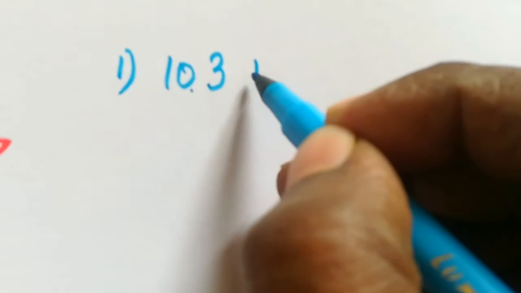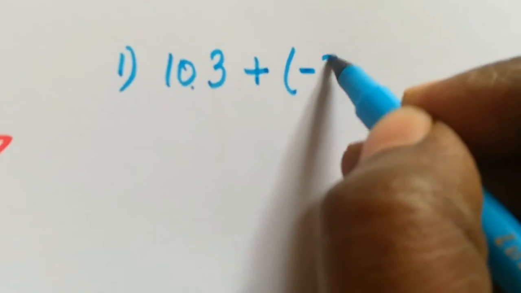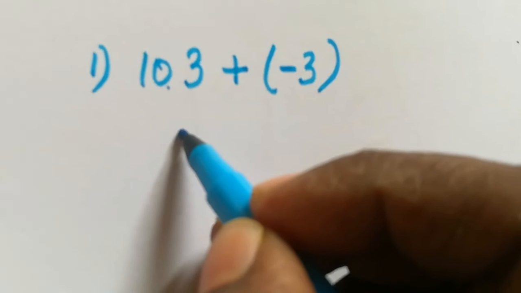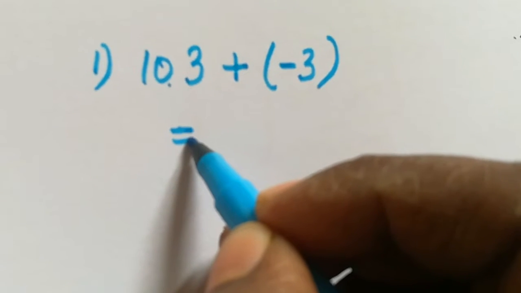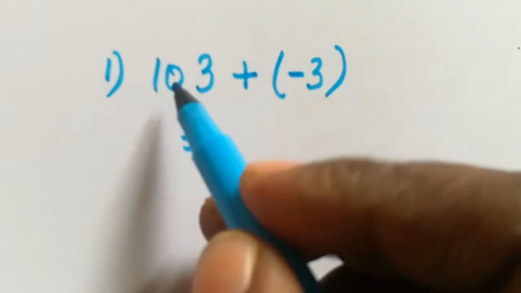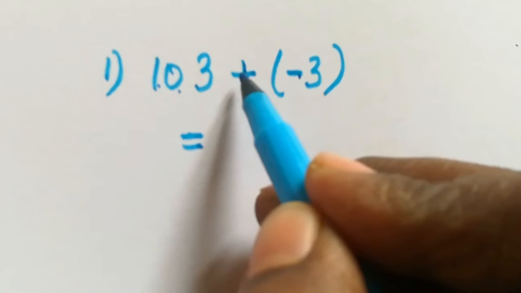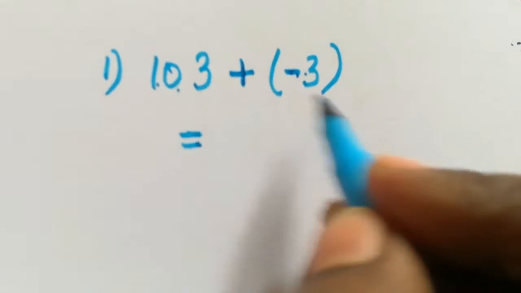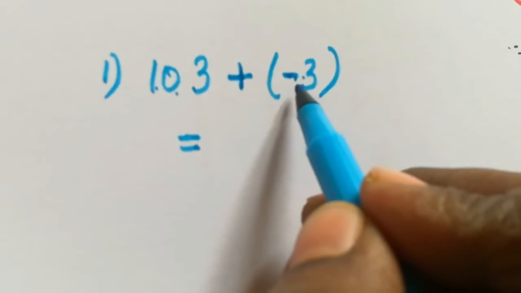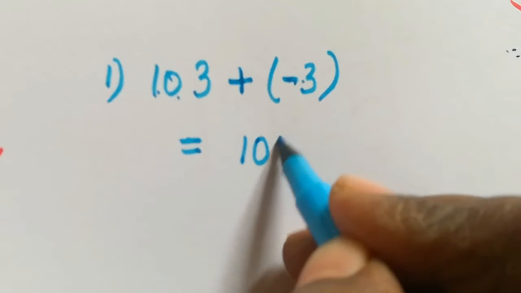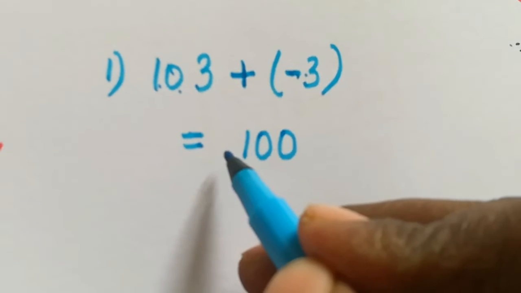See, the first example, without the number line, we are going to work it out. 103, that is a positive integer, with a negative integer 3. So in this case, you have to do subtraction, because this is a positive integer with a negative integer. Addition between a positive and a negative number means we have to do subtraction. So 103 minus 3, what do you get? 100.